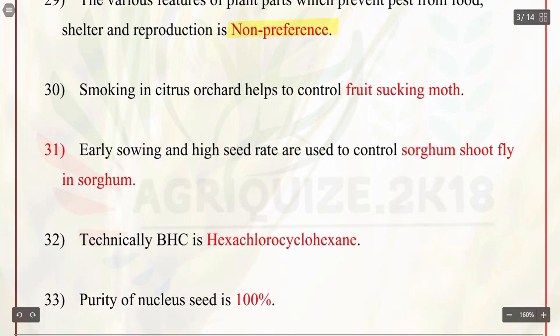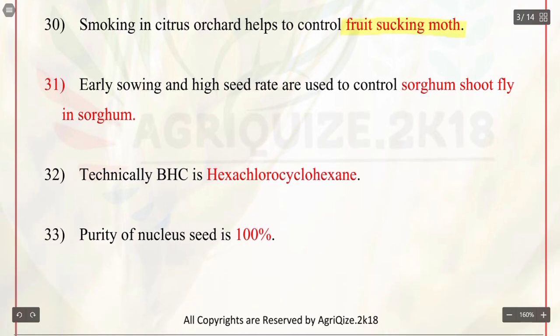Next, smoking in citrus orchard helps to control fruit-sucking moth. Next, early sowing and high seed rate are used to control sorghum shoot fly in sorghum.